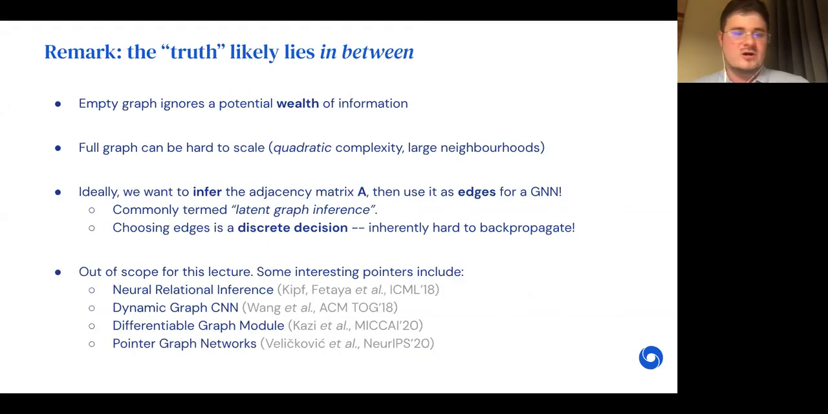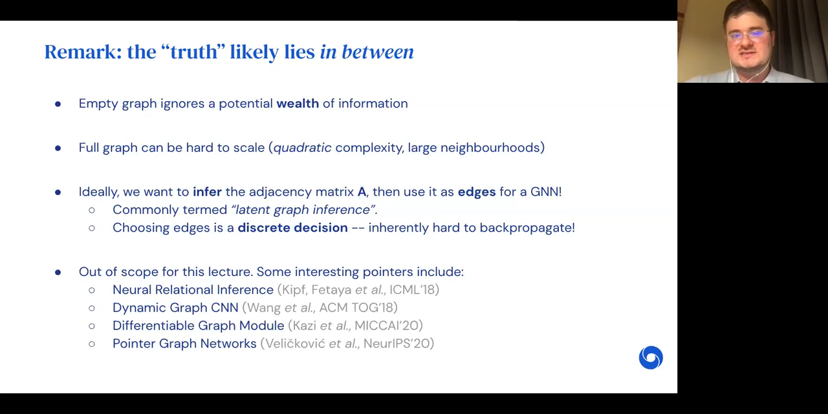Just one brief remark, because I don't have enough time to stick around for this setting, but I think it's very important. The empty graph, as mentioned, ignores a potential wealth of information. If your task is at all relational, then it's a bit cursed in this setting. The fully connected graph is very powerful, but can be quite hard to scale because it has quadratic complexity and large neighborhoods, especially as you increase the number of objects. So the truth, the ideal, is likely somewhere in between.